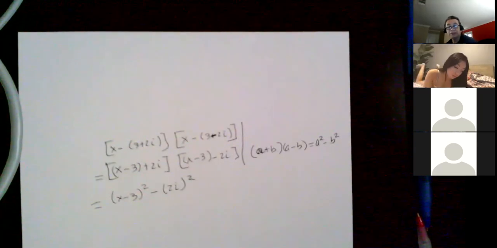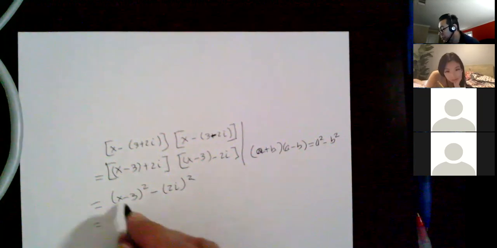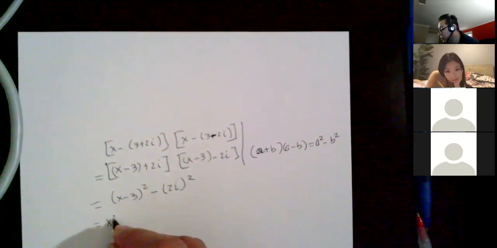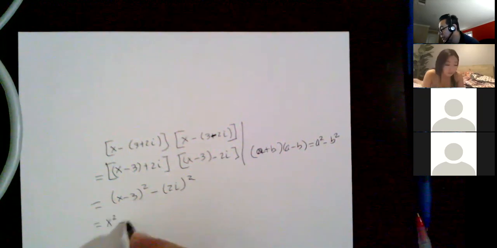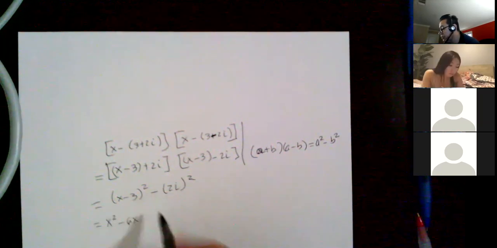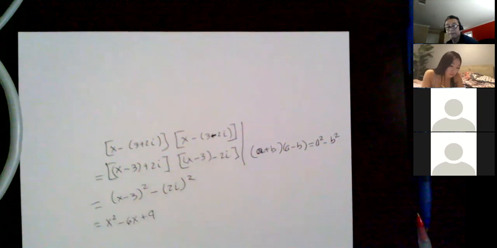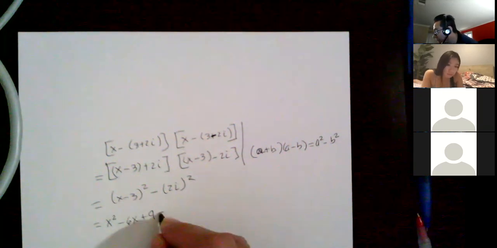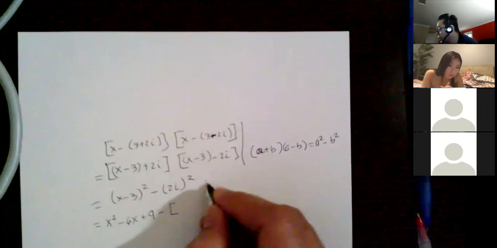Yeah. All right. And then we're going to square this binomial. Remember, the square of the first, minus 2 times the first times the second. 2 times 3 is 6, minus 6x, plus the square of the second, which is the square of 3, which is 9. All right? Minus 2i squared.